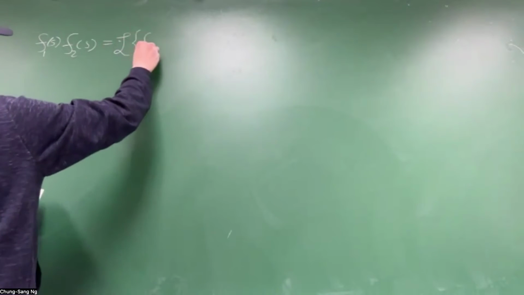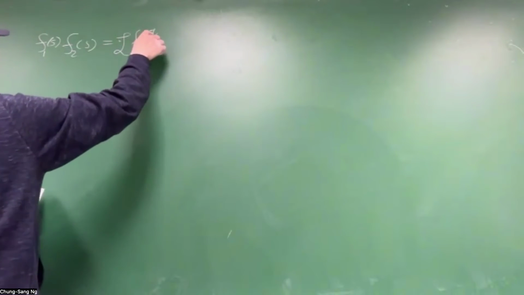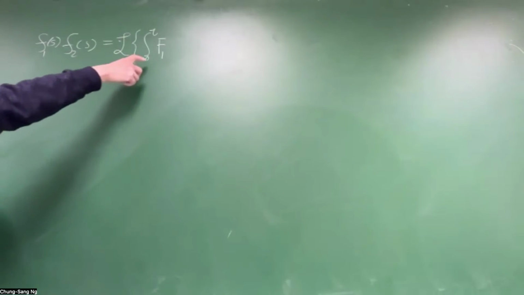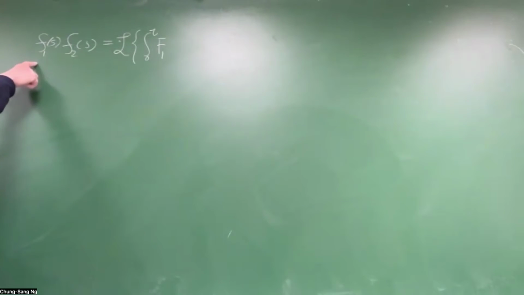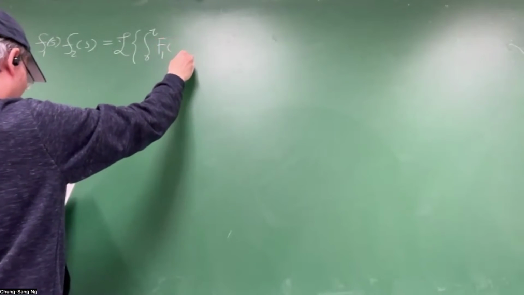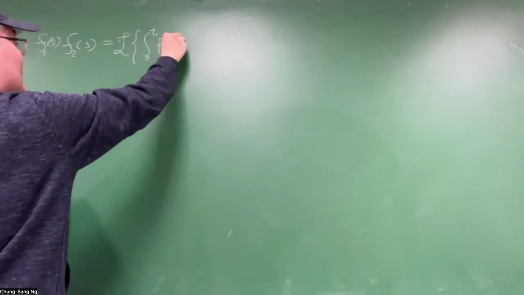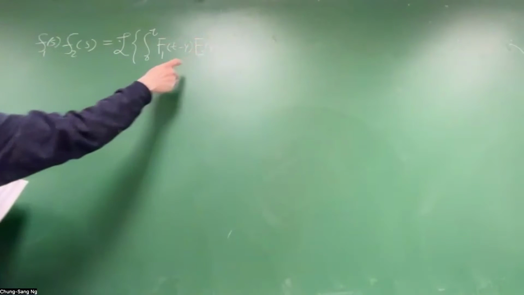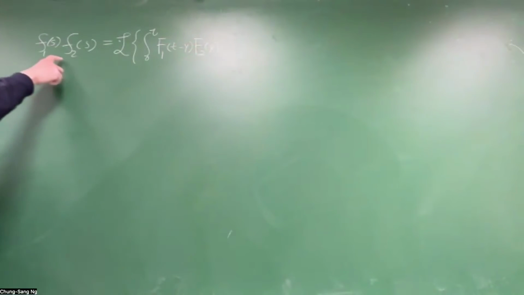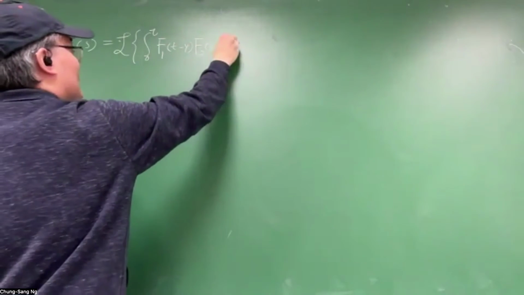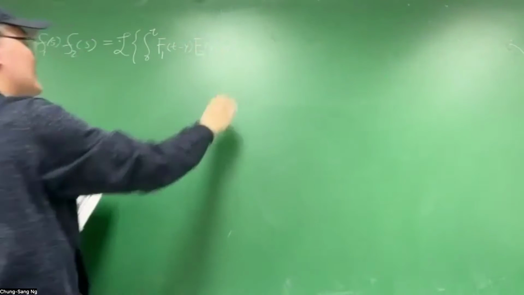of an integral from 0 to t. So f1 is the function that corresponds to the Laplace transform of capital F1, which will give you little f1. And we use t minus y, and then f2, right? The Laplace transform of capital F2 gives you little f2, and then you integrate.